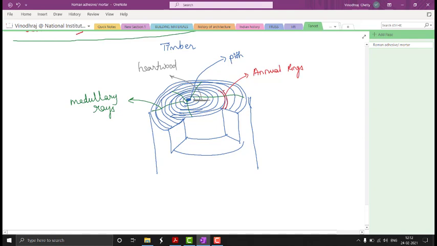Heartwood. And a little bit away from the pith, it is known as sapwood. It is the portion where sap is stored. Sap is basically used for processing food in a tree. Sapwood. Next, the layer which is the last annual ring, that portion is known as the cambium layer.